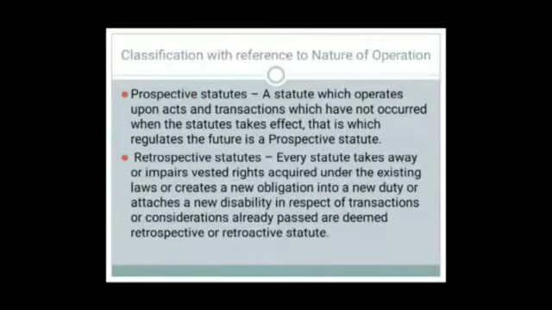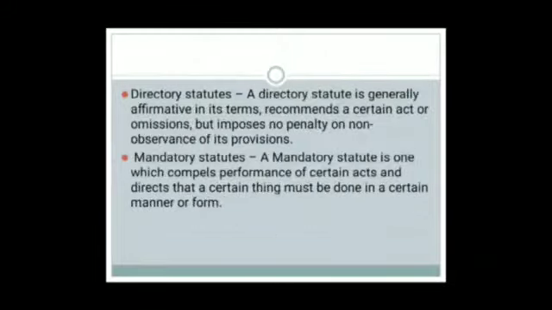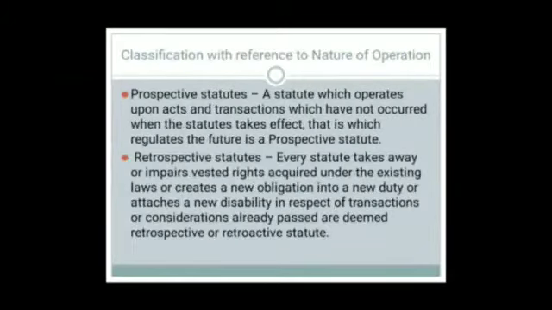Then further, statutes are classified with reference to the nature of operation. First is the prospective statute. Then there are retrospective statutes, directory statutes, and mandatory statutes. A prospective statute is a statute which operates upon acts and transactions which have not occurred when the statute takes effect. So basically, you need to understand that which regulates the future is a prospective statute.